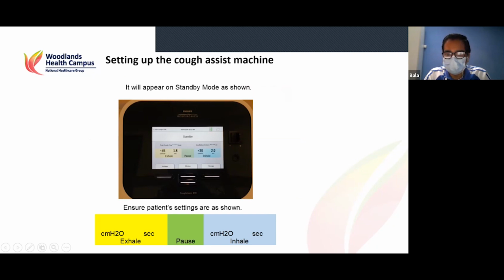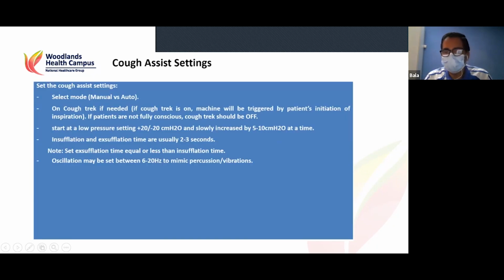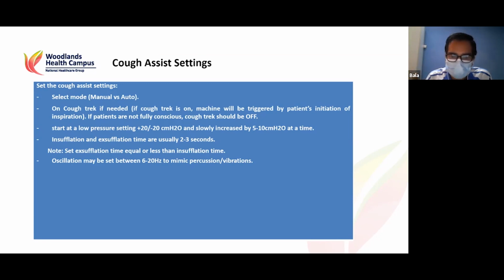So when you switch on the machine, the settings come up. You have to design your settings. I'm going to spend some time on this. You choose whether you want to do manual or auto, and then cough track. Cough track is very important. I'm going to mention this a little bit later also. You need to set up cough track whether it is on or off. The recommendation for NMD patients is that cough track should be on so that the patient can initiate the cough assist rather than the cough assist automatically functioning by timing. So cough track is a way where the patient has control. Only when the patient wants the machine to trigger the breath will the machine trigger the breath.